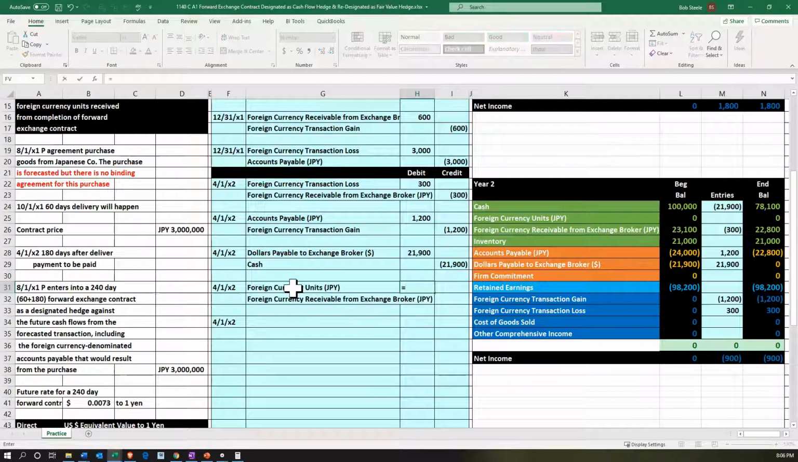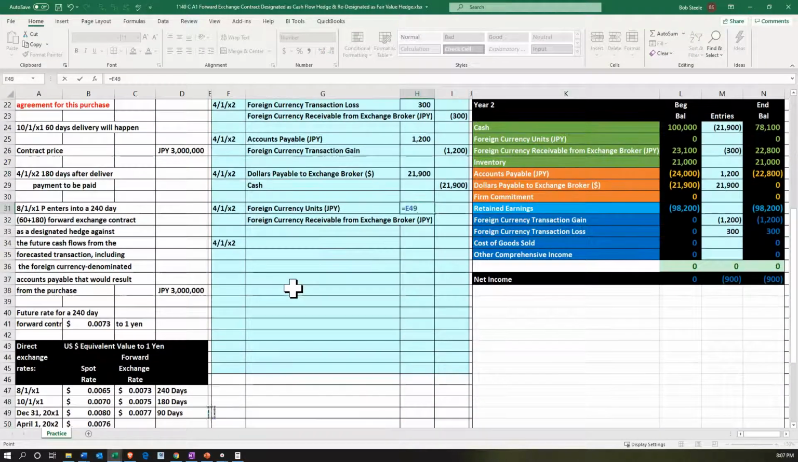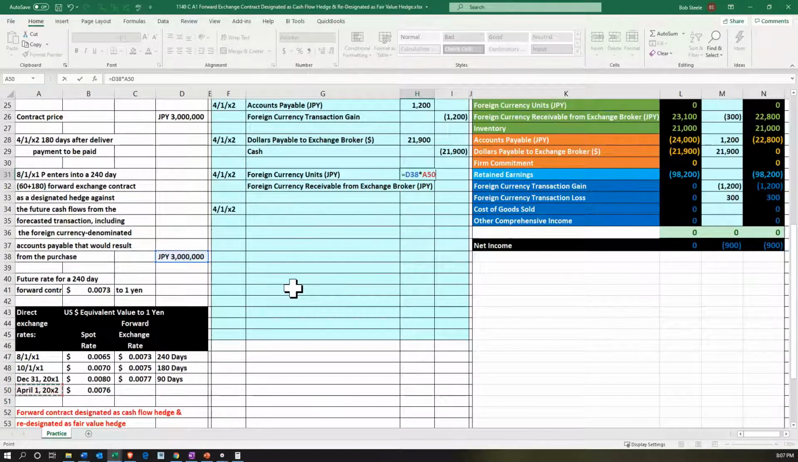for that 22.8, which we can calculate once more, if we want to. We can calculate it again, and why wouldn't we? Why would you not want to calculate the 22.8? It's going to be the 3 million times the 0.0076. There's the 22.8 on the debit and the credit side.